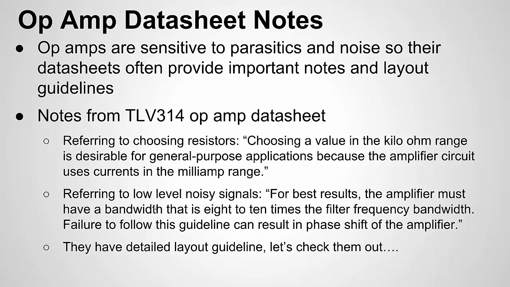They say, if you're using a filter along with this op amp, make sure that the op amp bandwidth is much larger than the filter's bandwidth, and they say 8 to 10 times. Here we don't have to worry because our filter is 500 hertz, which is pretty low bandwidth, and the op amp, the 314, has 3 megahertz bandwidth. So we're fine there, but once again, an example of something you need to keep in mind for your design.